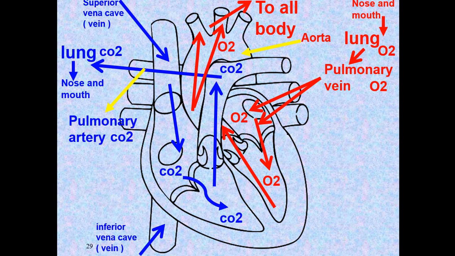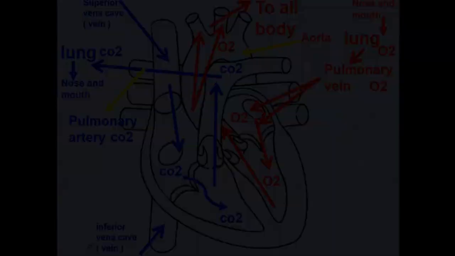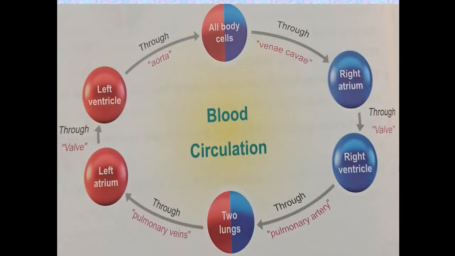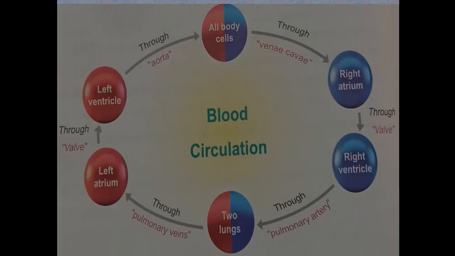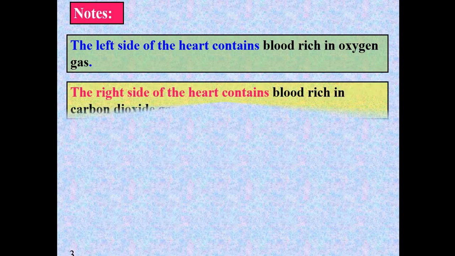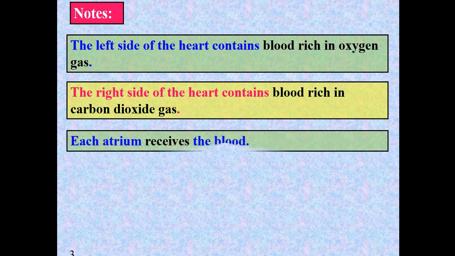Okay, continue. I think this is taken from the notes. It says what we explained in the previous slide. We said that the left side of the heart contains blood rich in oxygen, and the right side, of course, contains blood rich with carbon dioxide.